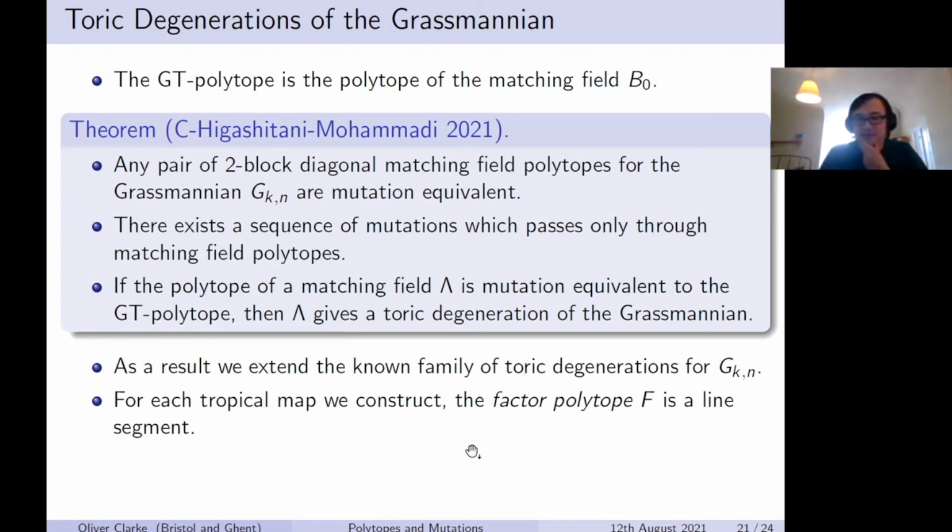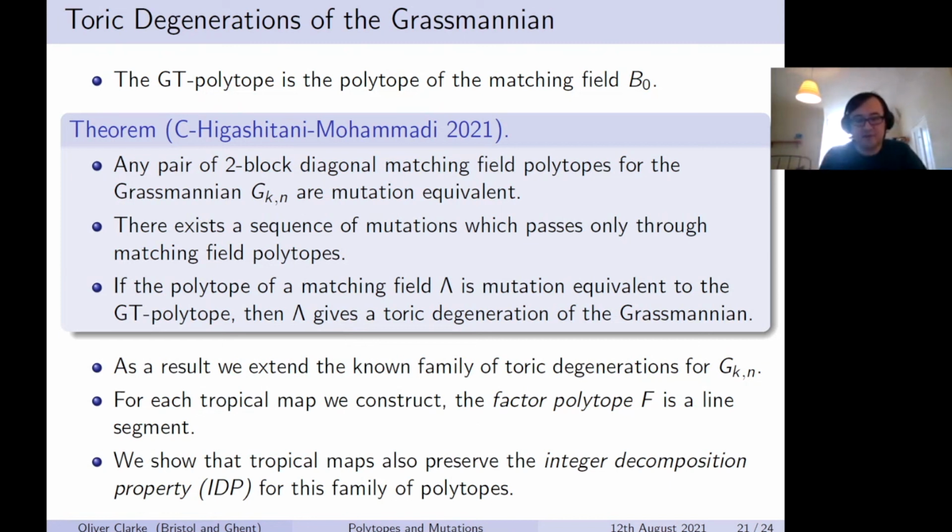Using these kinds of tropical maps makes it very simple to show that they preserve the integer decomposition property of the polytope. In some sense, you can say that the IDP property is equivalent to saying your polytope has enough lattice points. So when you define your toric variety from your polytope, you don't need to move to some dilation of it. And this property is important for proving the third part of the above theorem.